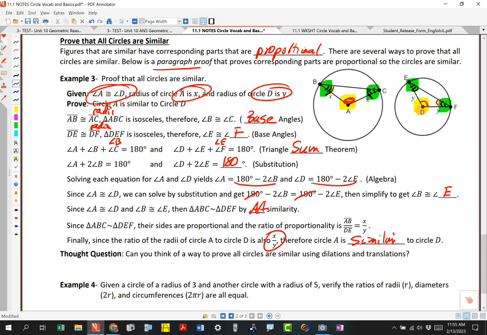Does that sound okay? So translate circle A, so A is on D. Got it? They're right on top of each other. So I'm just going to slide it over so they're on top of each other. And here's the tricky part. Dilate circle A by, you ready for this? Y over X.